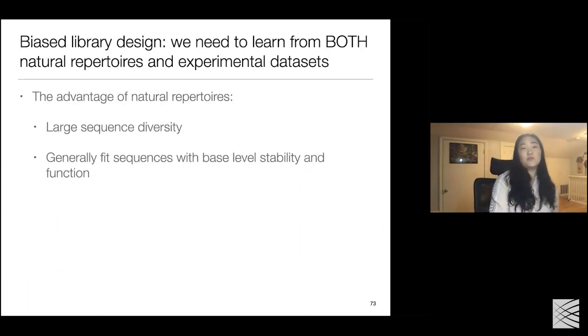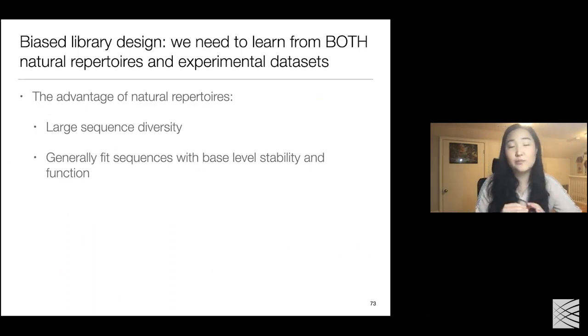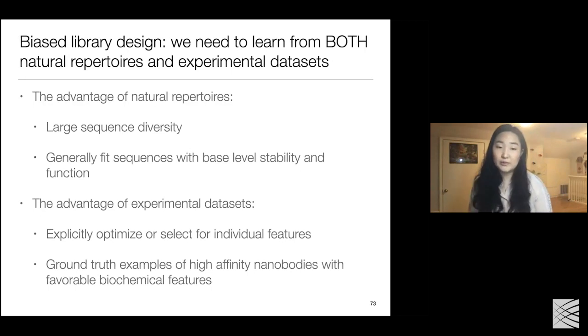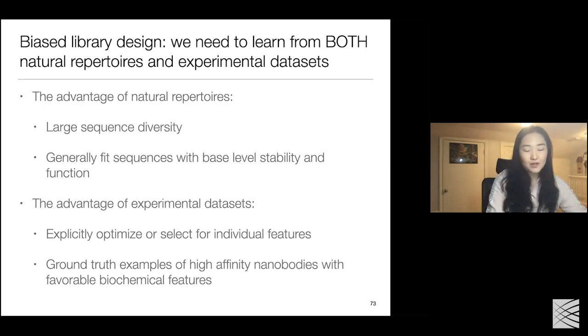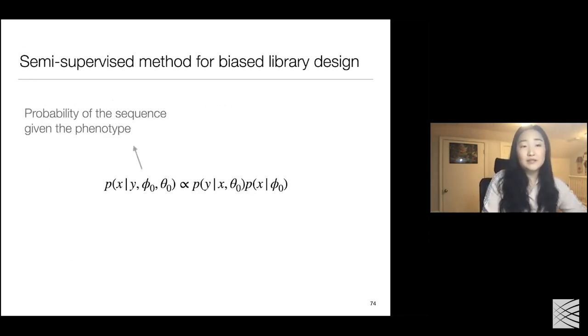And so we need to learn from both natural repertoires and experimental data sets. The advantage of natural repertoires is the large sequence diversity and the many, many examples of generally fit sequences with a base level of stability and function. And the advantage of experimental data sets is that we can explicitly optimize or select for individual features. And along with that, we have ground truth examples, ground truth measurements of high affinity nanobodies and their biochemical features. And so how we are working to do this is using a semi-supervised method for biased library design.